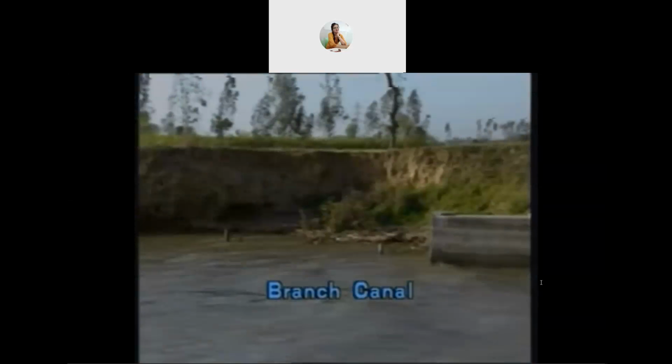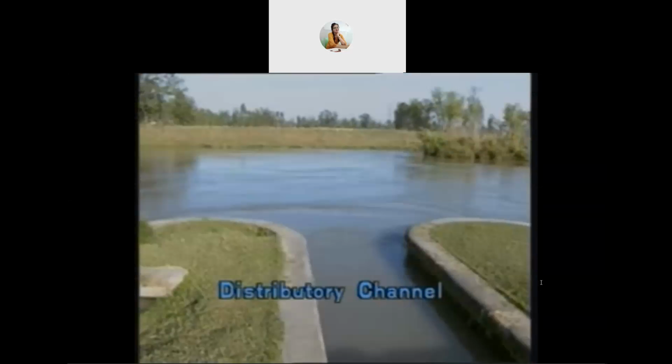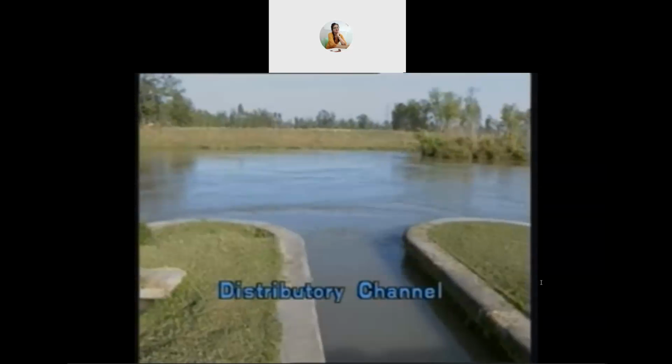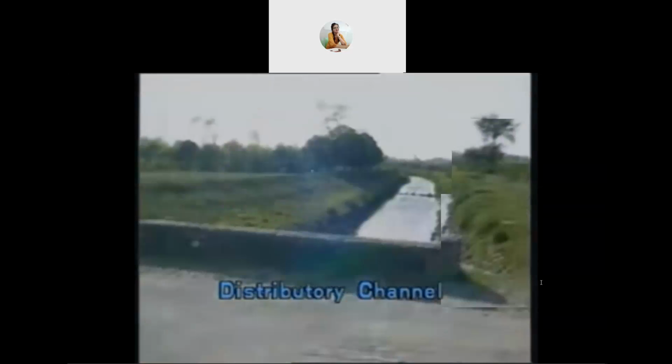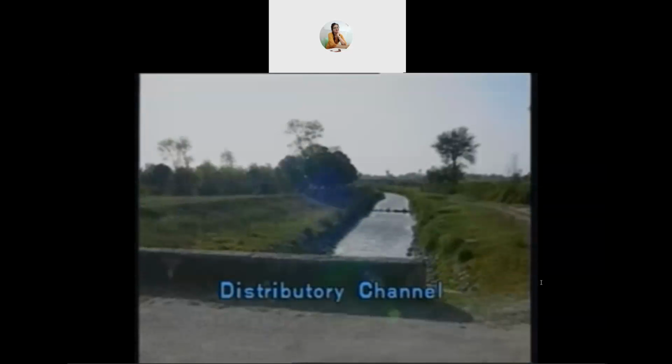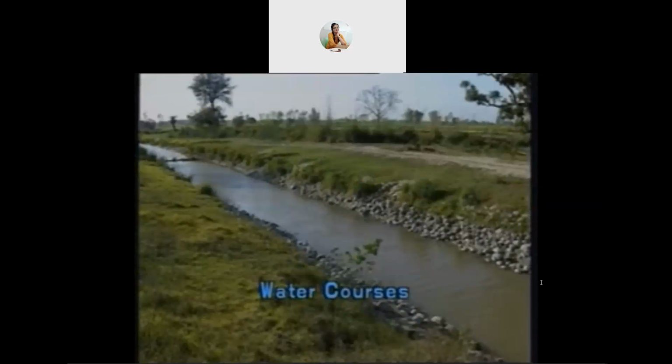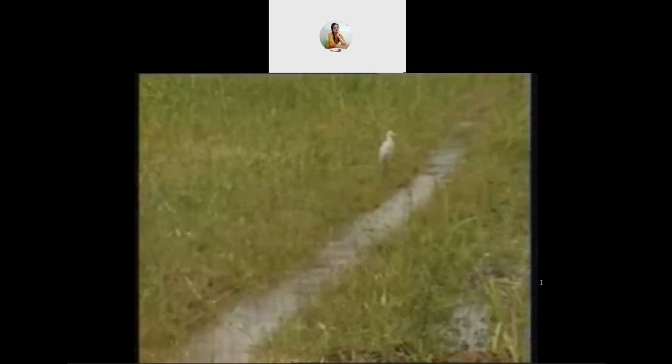Distributary channels are taken off from the branch canal and sometimes from the main canal. A distributary can be a major or a minor, depending on the discharge. Watercourses are small channels, generally constructed by cultivators themselves. They run from outlets provided in the distributary channel and convey water to field channels.